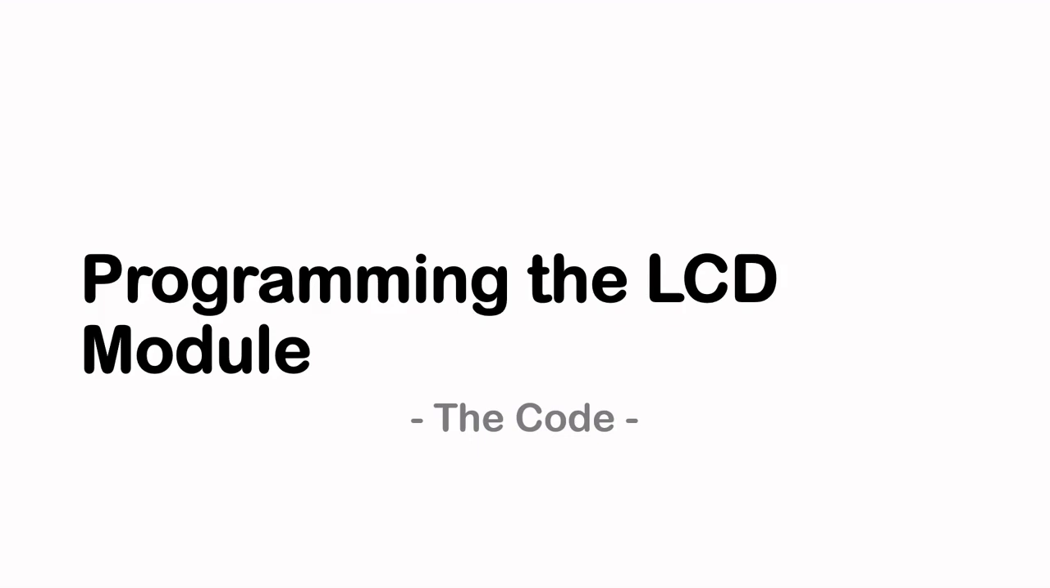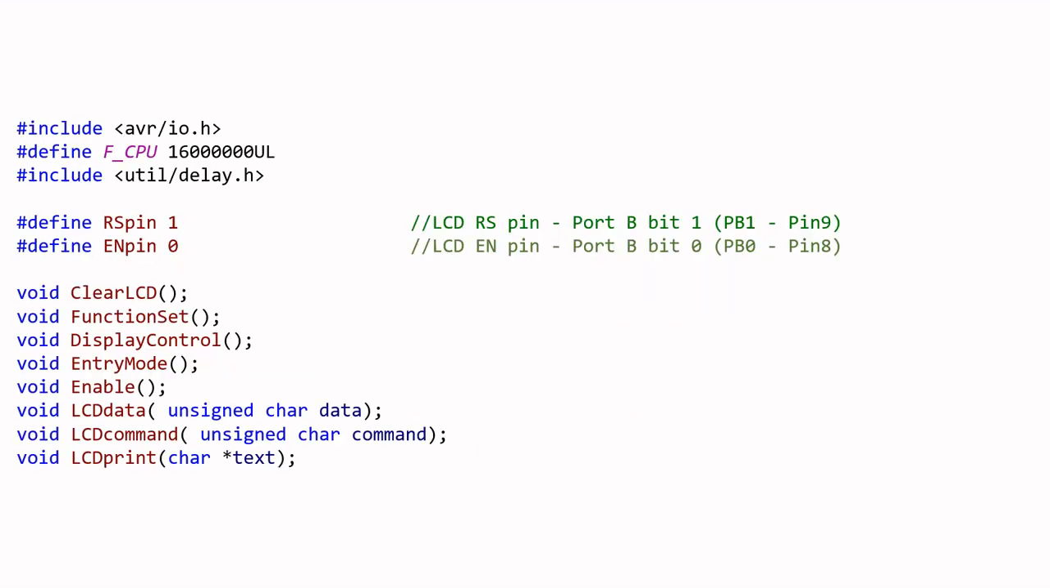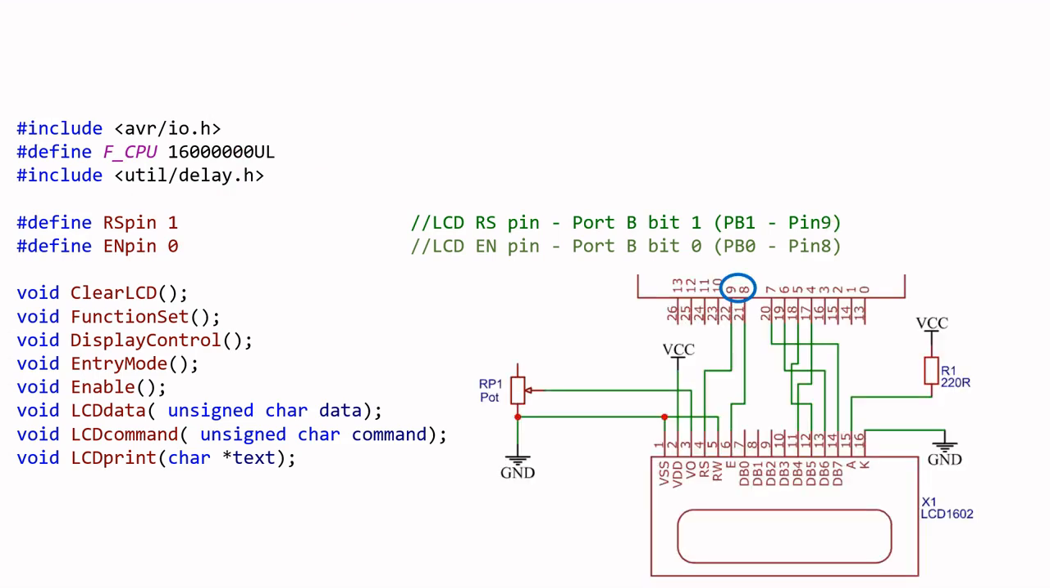Programming the LCD module, the code. All right, so let's start from the beginning. Here, the first 3 lines are the define and include directives. You should be familiar with all this, so I'm not going to go into the details of this. Then we come to this part here. Yeah, I put up the schematic diagram here to help me explain this.